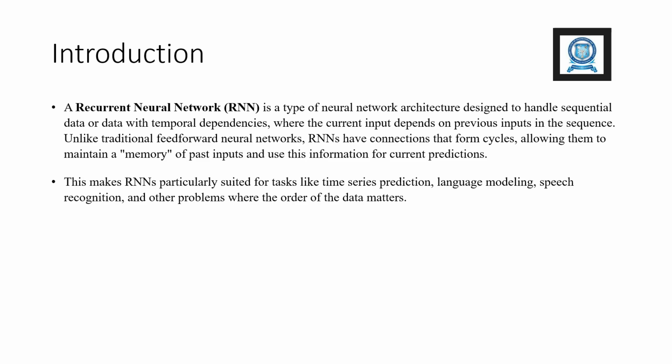Introduction. A recurrent neural network is a type of neural network architecture designed to handle sequential data or data with temporal dependencies, where the current input depends on previous inputs in the sequence. Unlike traditional feed-forward neural networks, RNNs have connections that form cycles, allowing them to maintain a memory of past inputs and use this information for current predictions. This makes RNNs particularly suited for tasks like time series prediction, language modeling, speech recognition, and other problems where the order of the data matters.